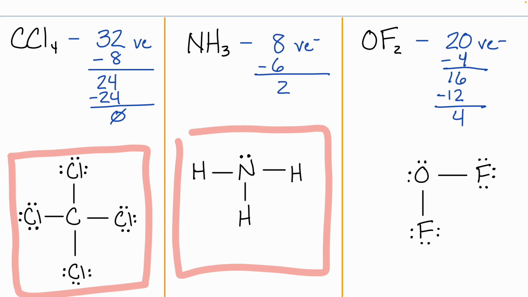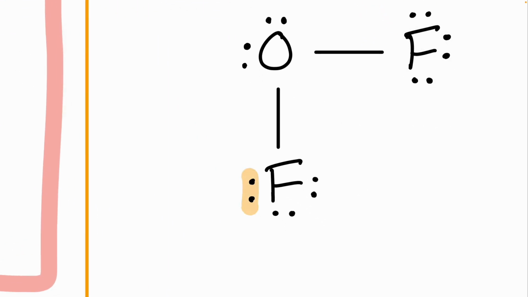And again, we need to double check that everybody is happy. Fluorine, 2, 4, 6, 8. So that's happy. 2, 4, 6, 8. Same with that one. And then my oxygen also has 2, 4 in covalent bonds, and then 6, 8 in lone pairs. Cool? All right.